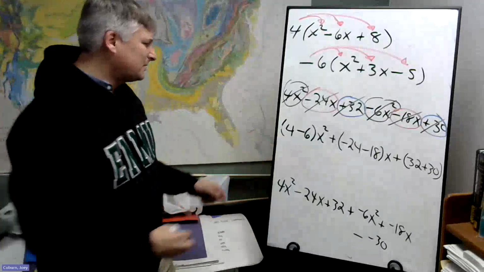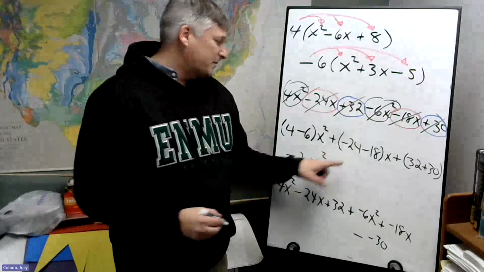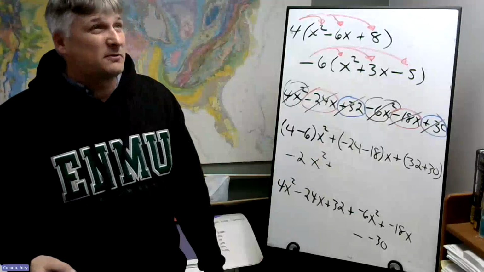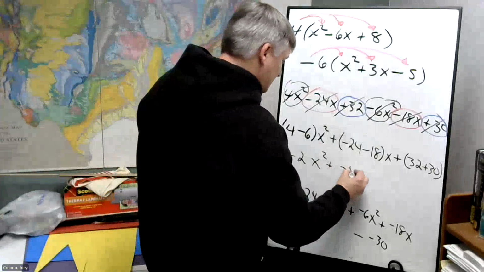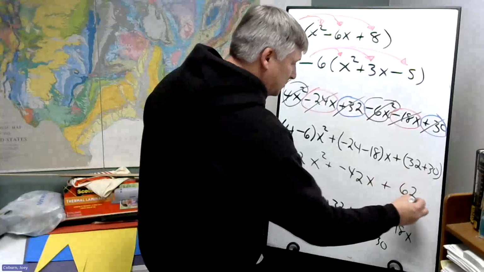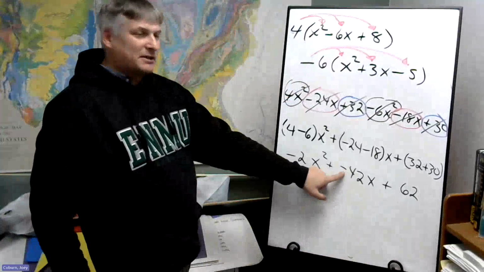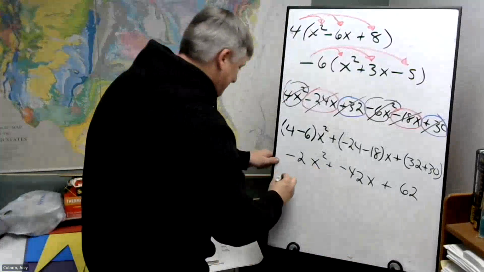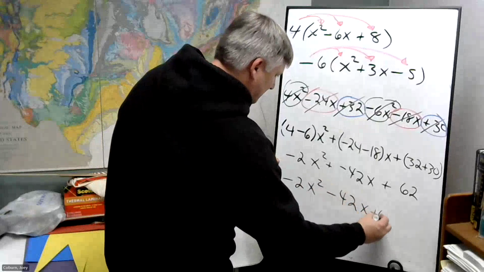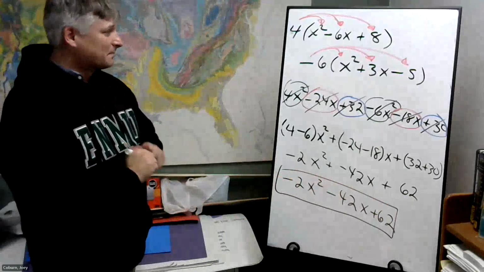So again, 4 minus 6, that's going to be -2x squared. -24 and then another 18 more negative, that's -42. And then this, we'll add these two to get 62. And again, we've got another one of those, adding a negative will turn into subtraction. And there we go.